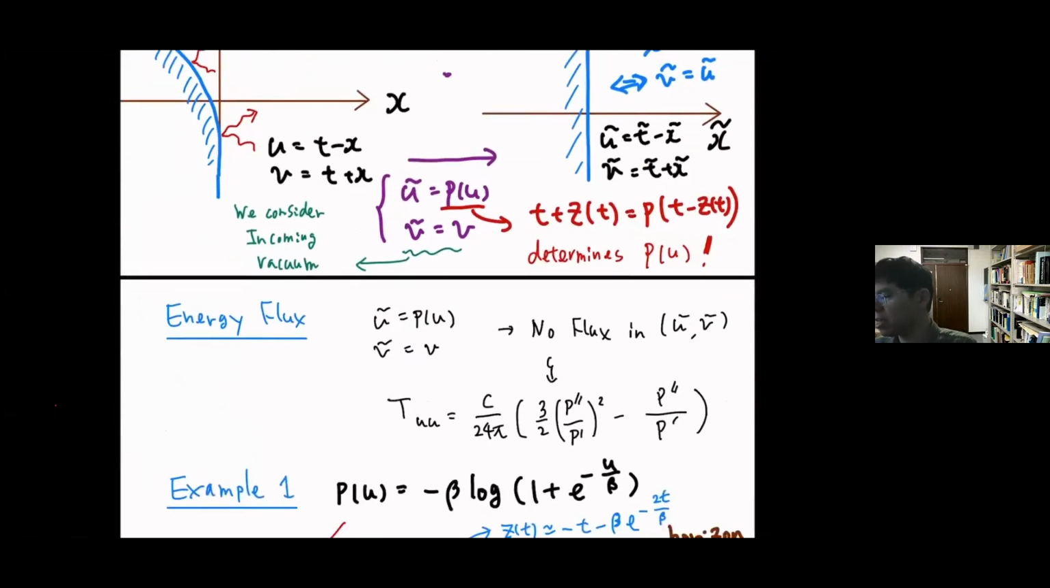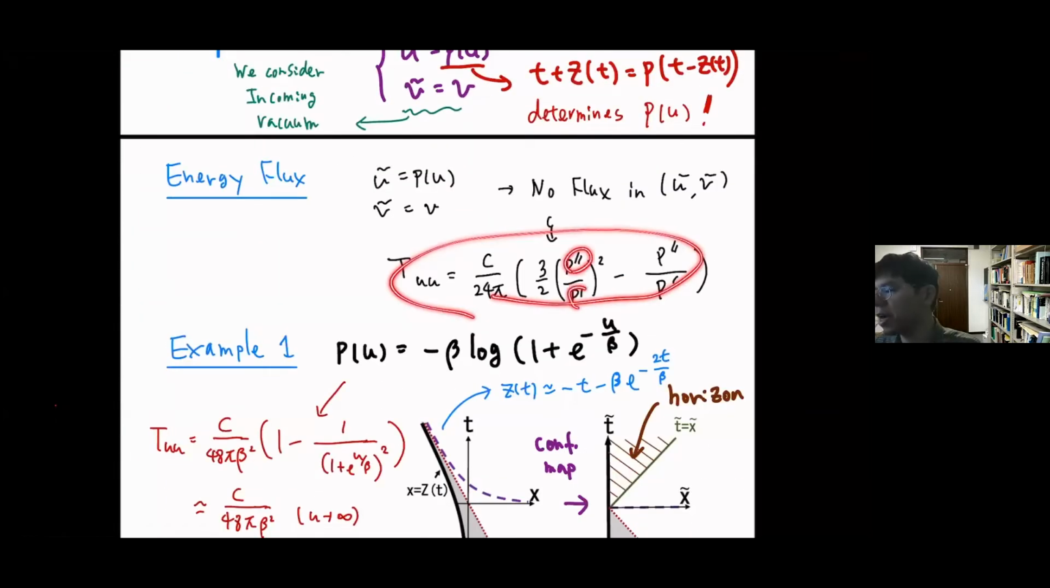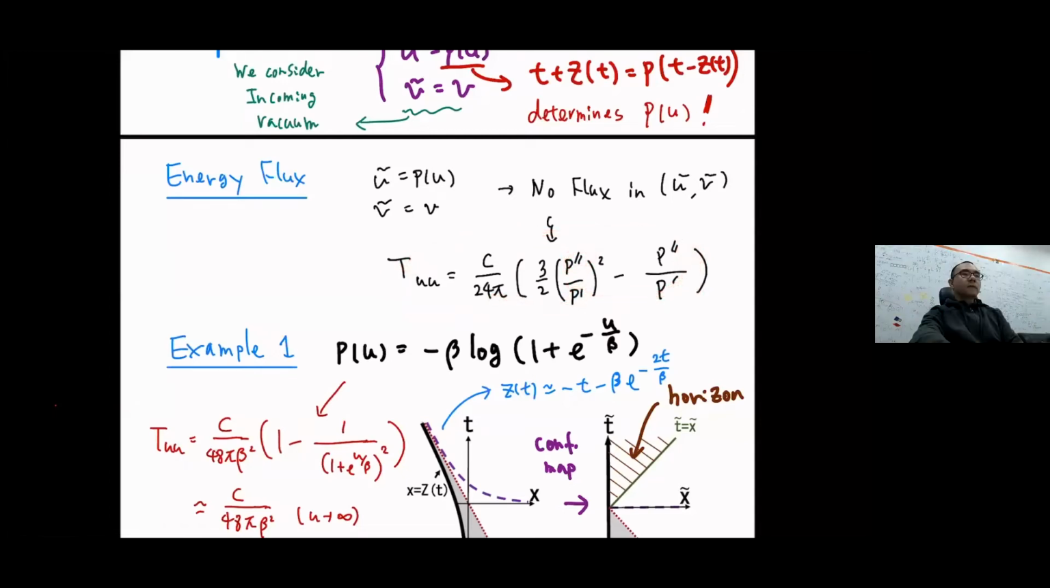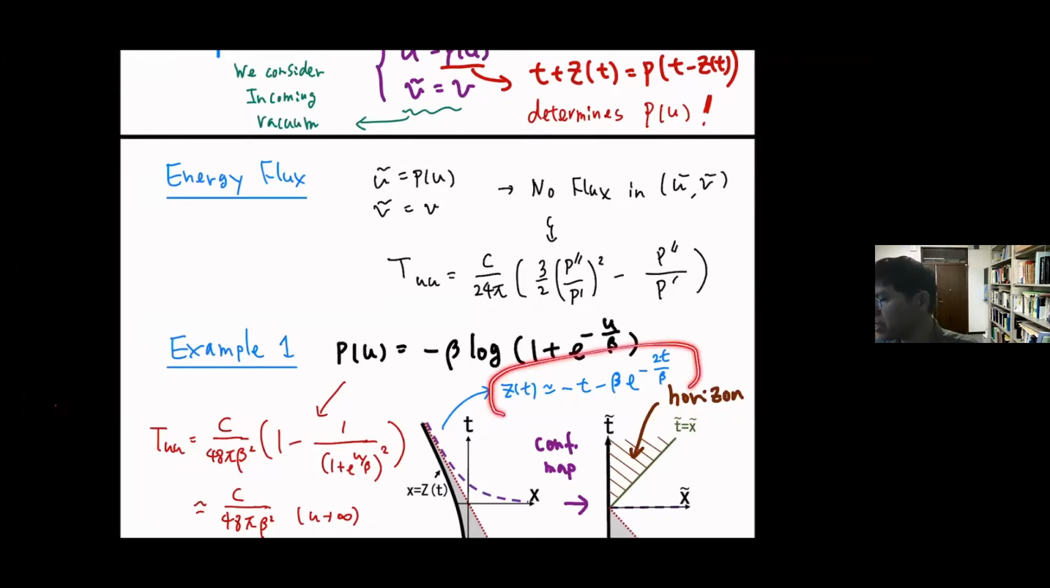You can also understand this through the energy flux. It really depends on P, right? If you choose some particular P and calculate the energy, roughly you can understand what you are doing, I think. I see. But anyway, this exponential behavior, when U is very large, this exponential decay in this choice is very crucial to get this constant energy flux, much like black hole evaporation, much like the Hawking flux. Okay, thanks.